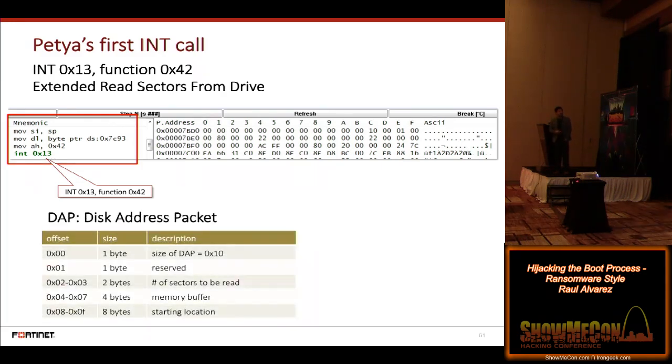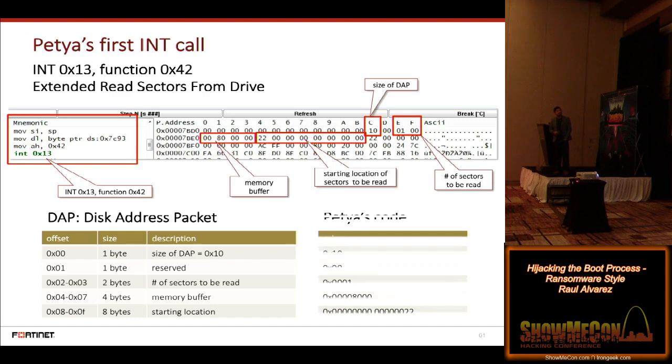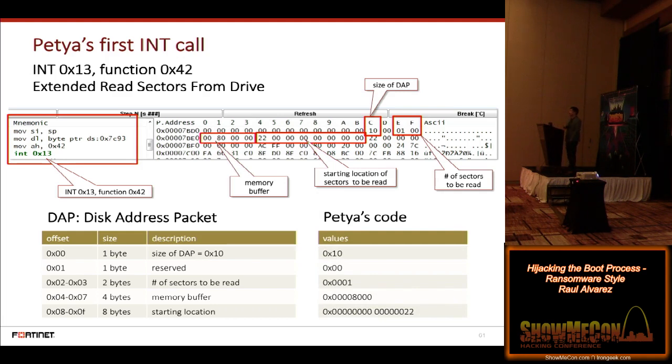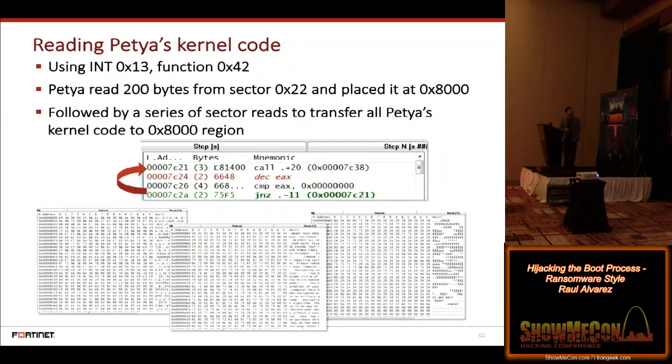In the DAP, the disk address packet, these are the information for that particular sector. And then Petya is actually using this. It is going to read the very first sector, which actually jumps to sector 22, which is where your kernel code resides. It reads 200 bytes from sector 22, puts it back to 7C00, and then it will start running the kernel code.